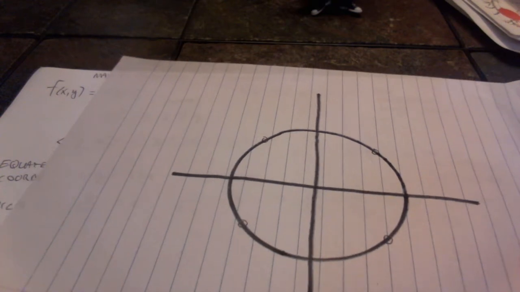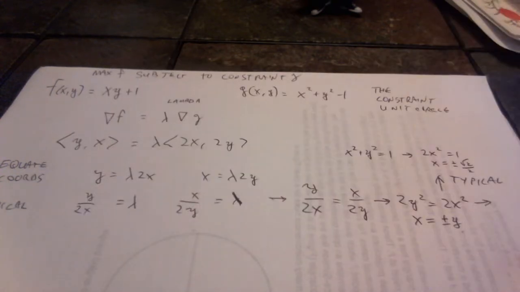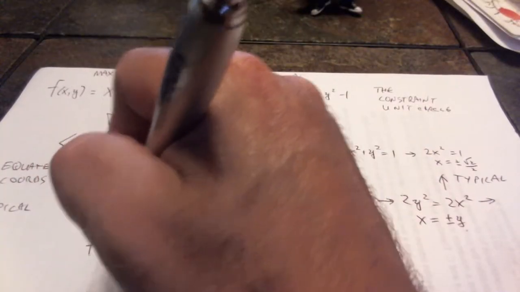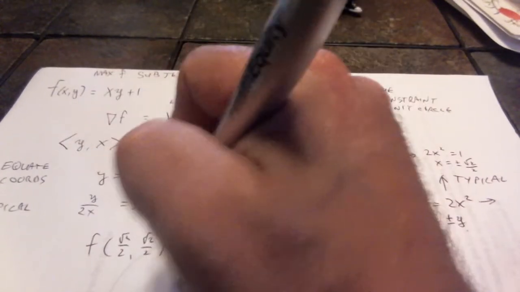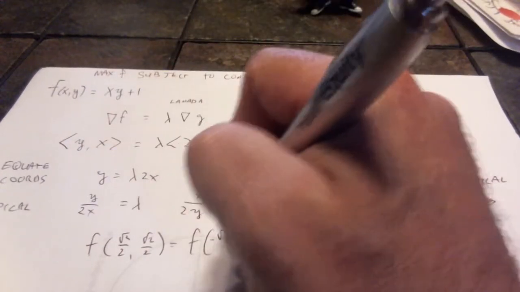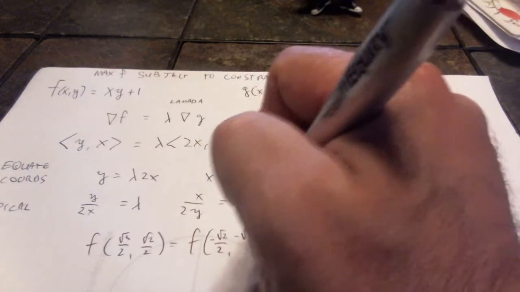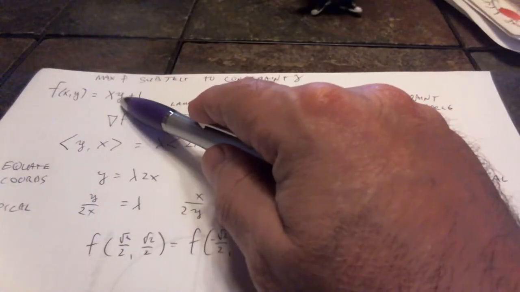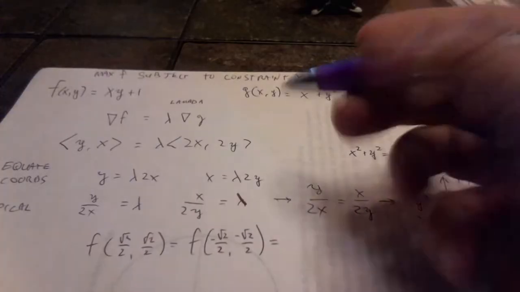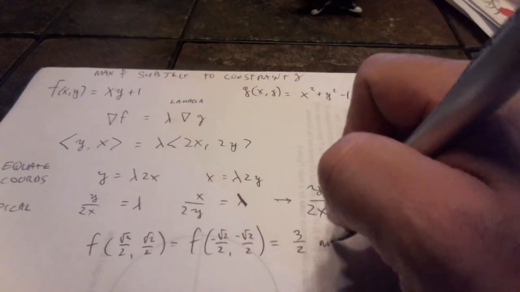So I know a lot about this problem already. I already know my answers. I'm going to have f max, f of square root of 2 over 2, square root of 2 over 2, is equal to f of negative square root of 2 over 2, comma negative square root of 2 over 2, and that's my max. Now if you remember, square root of 2 over 2 times square root of 2 over 2 is a half. So this is 3/2, and that's my max.